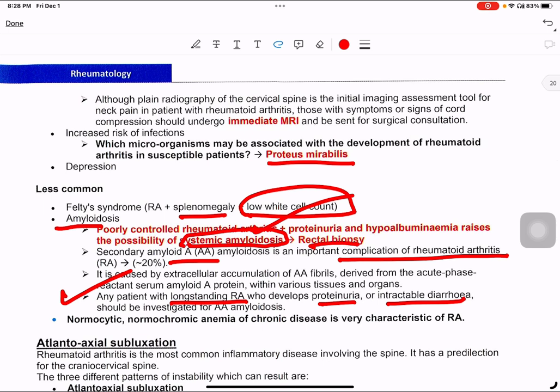Normochromic normocytic anemia or anemia of chronic disorder is very characteristic of rheumatoid arthritis, but due to NSAIDs, the patient may develop hypochromic microcytic anemia.